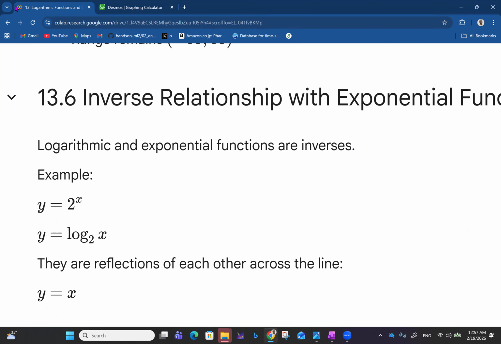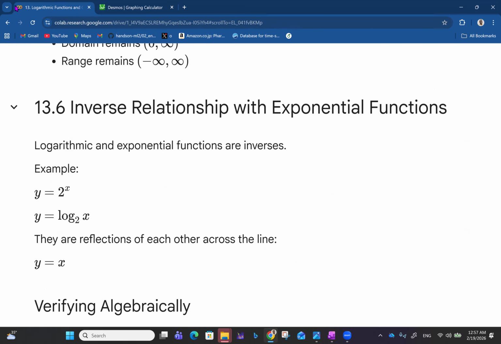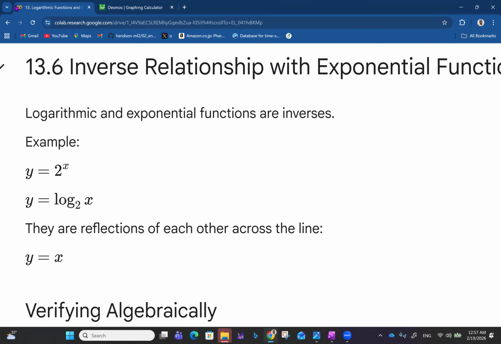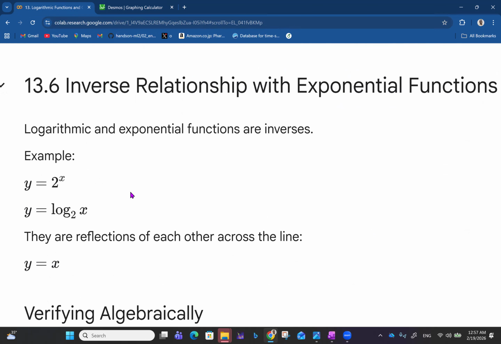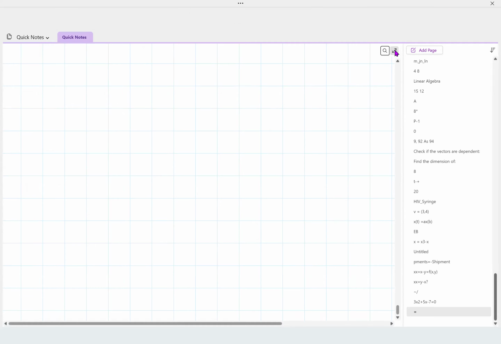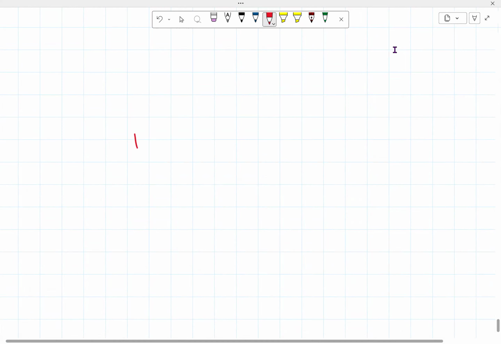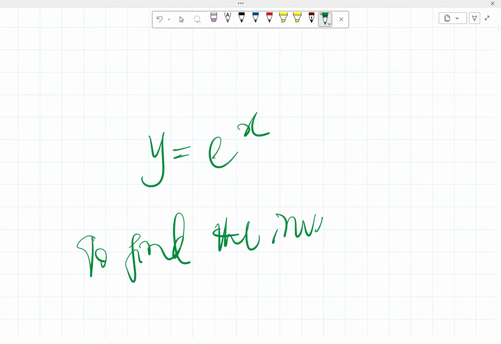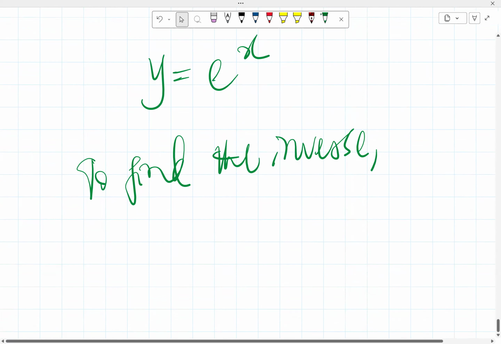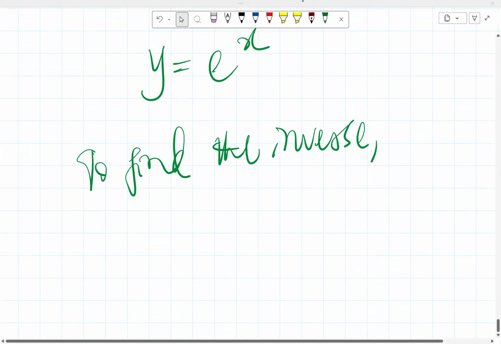Then we go on, talking about the inverse relationship with exponential functions. I remember when I taught pre-calculus, I talked about functions, graphs of functions, and all of that. So imagine that we have this. Let's even use the general exponential function, the natural exponential function: y equals e raised to the power x. I think we even start with f of x equals e raised to the power x, right?